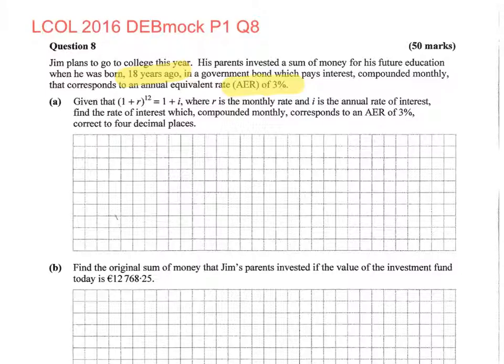But to start off with, they just ask us about the interest rate of 3% per annum AER, and thereafter what's the equivalent rate at a monthly rate. So if you're getting interest every month, and if that was to clock up, what rate would you need such that it would be the same as just getting one payment at the end of a year of 3%.